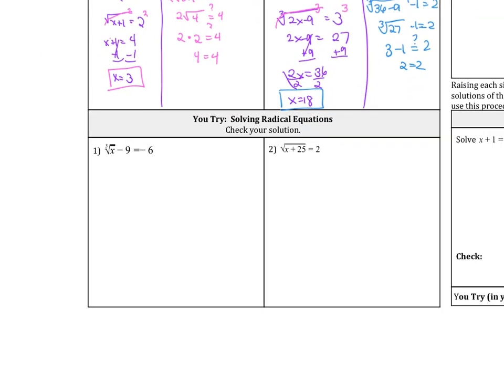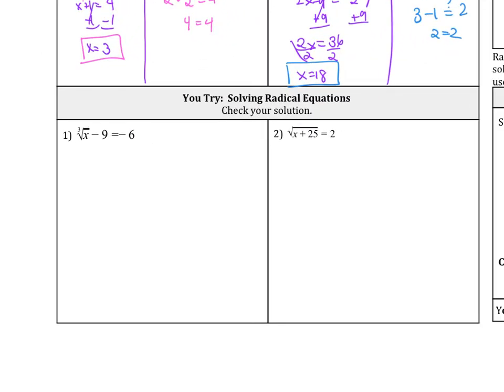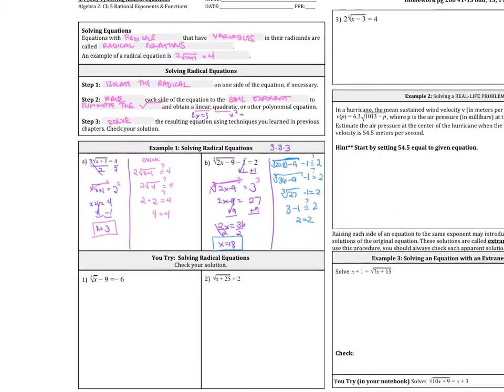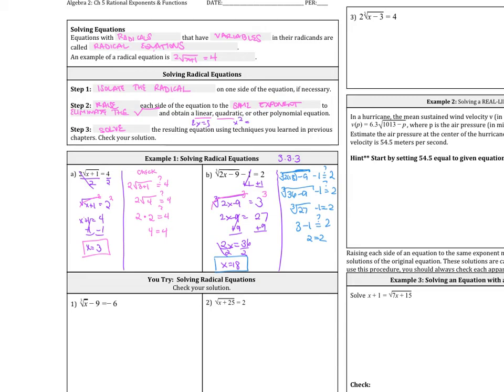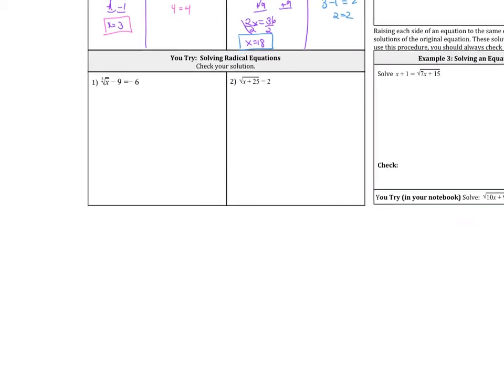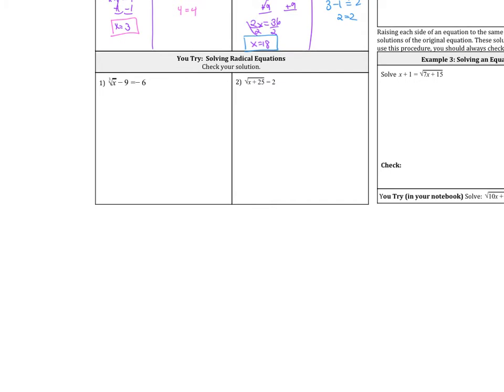So try the next 3 problems. We have cube root of x minus 9 equals negative 6. And square root of x plus 25 equals 2. And then also this one at the top, 2 cube root of x minus 3 equals 4. So try those 3. I'll write this one down here so you can try it out. And then when you come back, I'll have the answer for you.